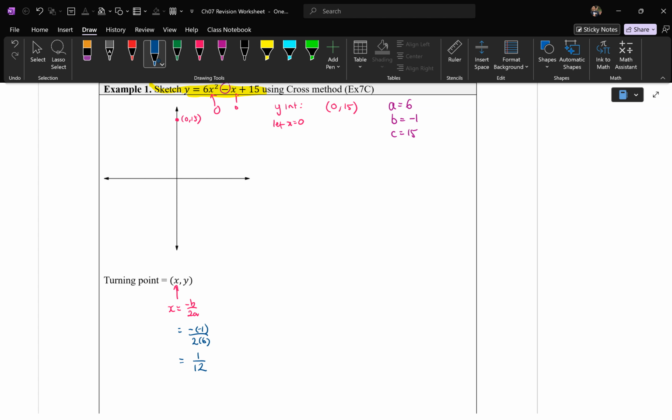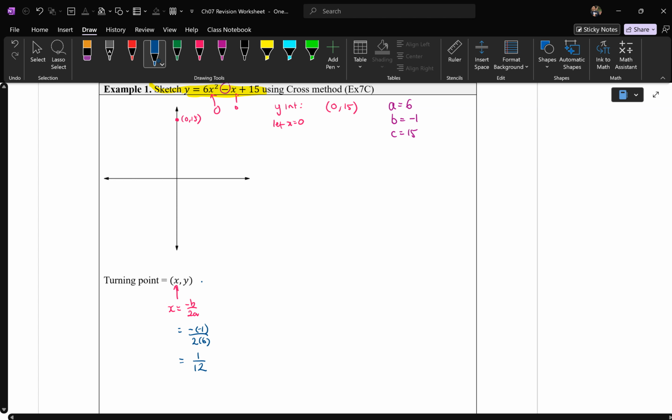I want the theory. I want to see that you can do the theory. Obviously, later on, if you're doing methods, you got to get pretty good with negatives and fractions, but you can build up on that, yeah? So I got 1 on 12. So my x coordinate is 1 on 12. So now my turning point, I know it's 1 on 12.